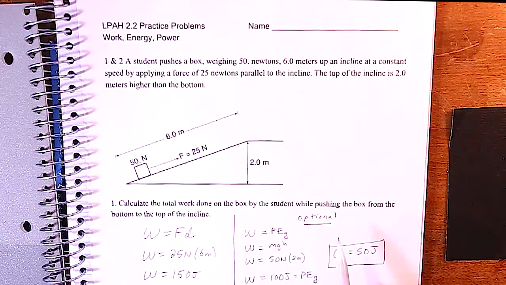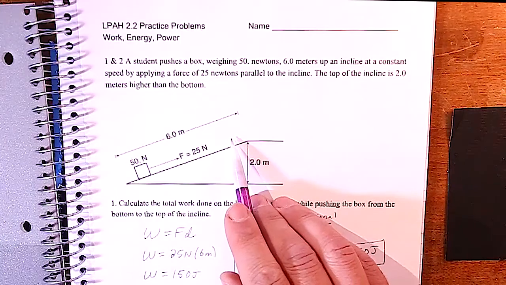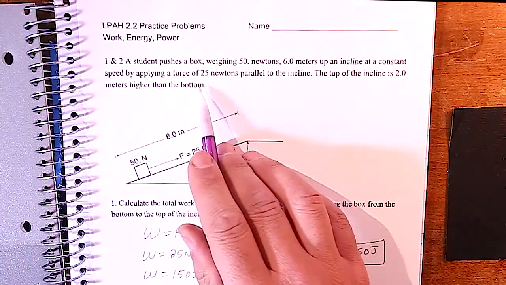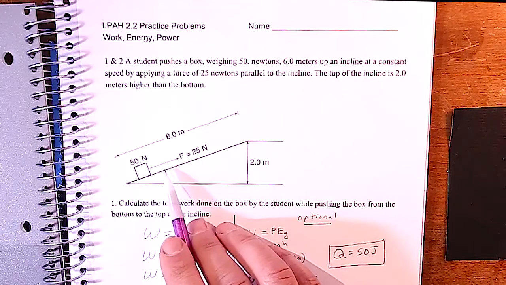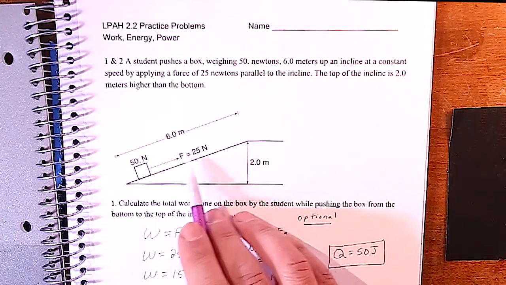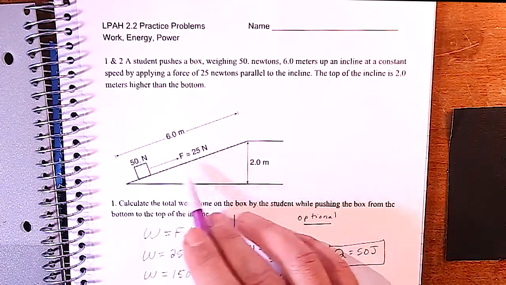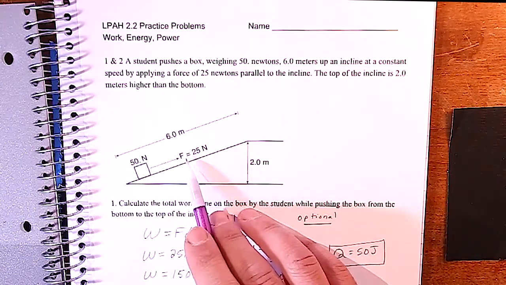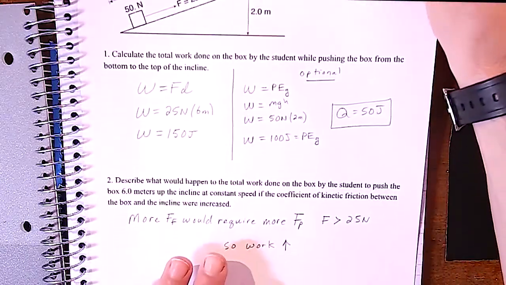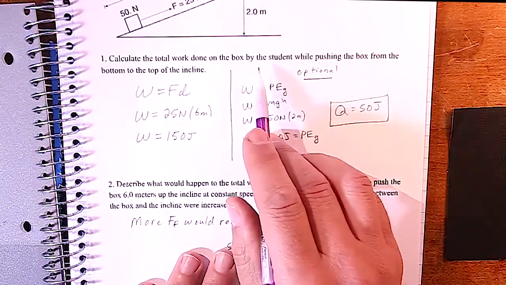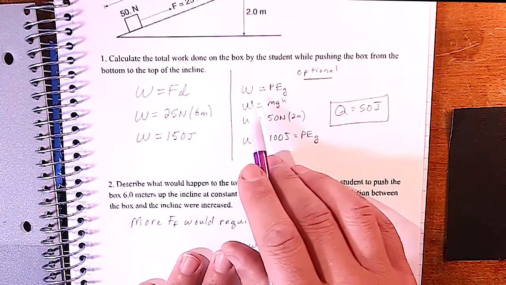So in this problem, we have someone pushing a box up a ramp at a constant speed, and the force that's parallel is 25 newtons. So we know if this is the force parallel, this 50 newtons is just the weight of the box. This is the force that's doing the pushing, so this is the force that's doing the work. So the question is, calculate the work done on the box by the student while pushing the box up the incline, from the bottom to the top.